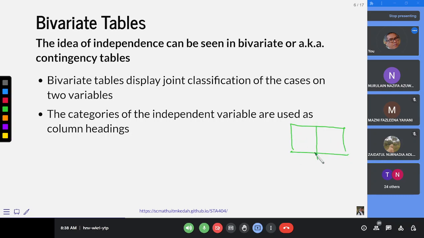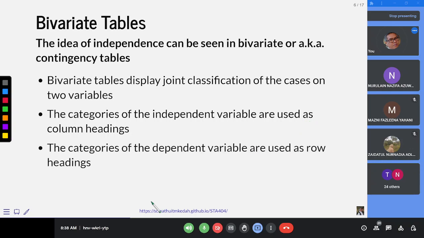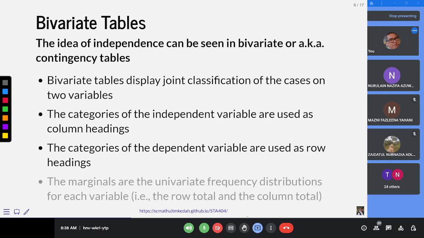Okay, kita ada column and row. So this is the column heading. So normally the column headings will be the independent variable. Meanwhile, the categories of the dependent variable are used as the row headings. So in this situation, kalau kita tengok, the row headings will be something like this lah. So this will be the row headings. Okay. So that is the position in the bivariate table of the independent and dependent variables. And then the marginals are the univariate frequency distribution for each variable.